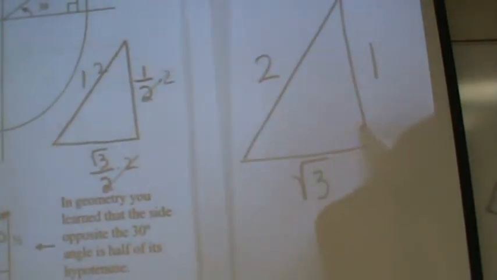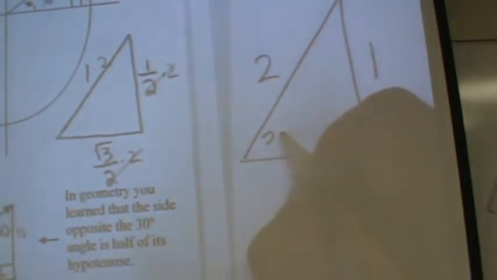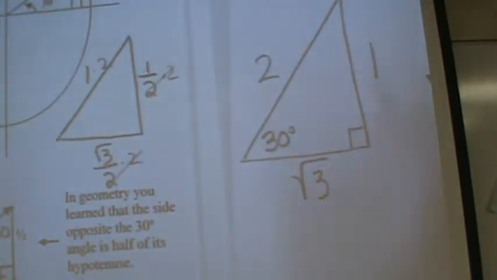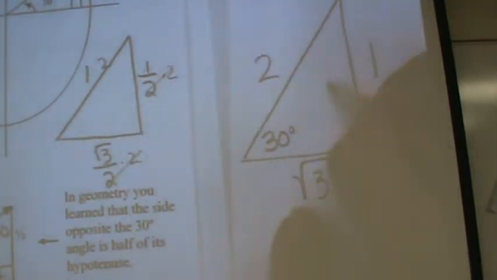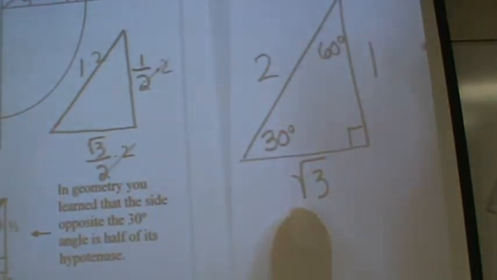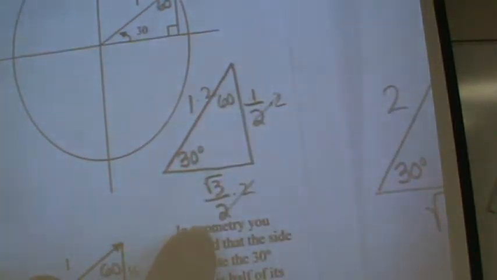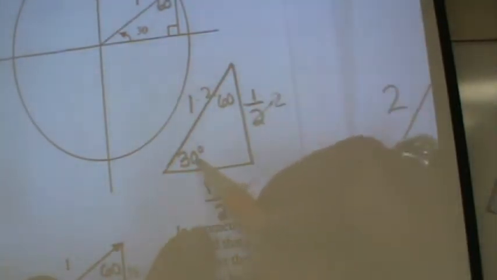So the side, you should know this, you guys. The side opposite the 1 is 30. The side opposite the √3 is 60. If you want to remember it this way, the side opposite the 1/2 is 30, and the side opposite the √3 over 2 is 60. Another thing you can remember is that the shorter side is the 30, and the longer side is the 60.